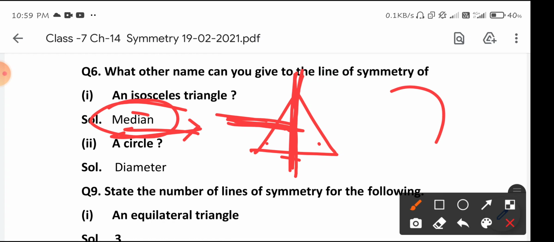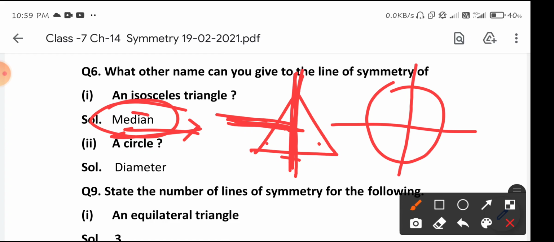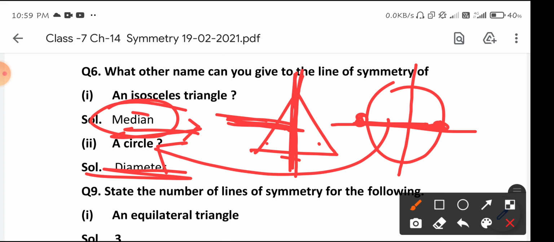Then a circle, you can see the circle is divided like this, so we know that the line whose two points touch the circumference of the circle is known as diameter, so this line can also be known as diameter.